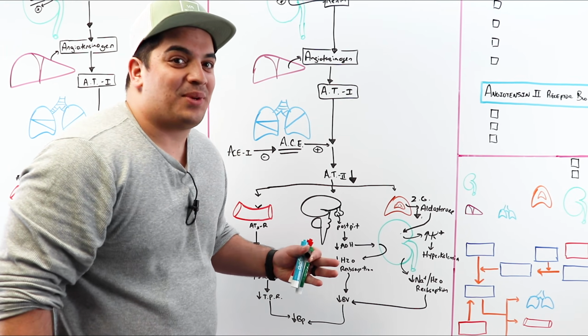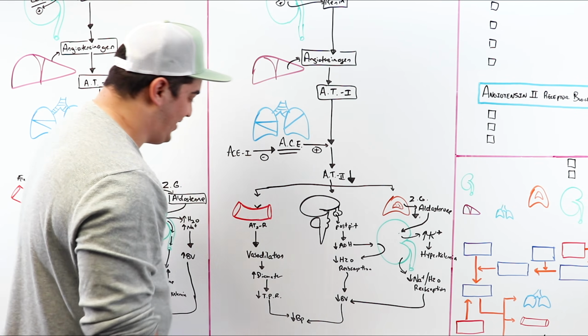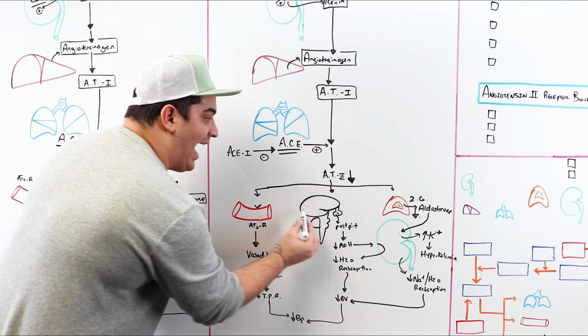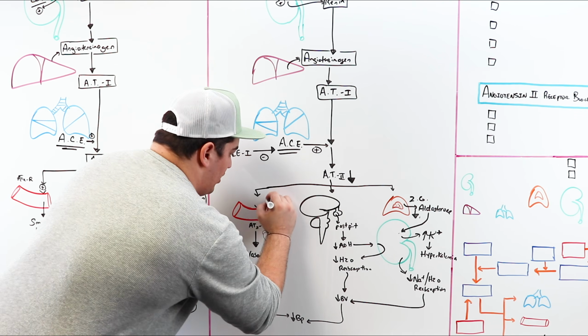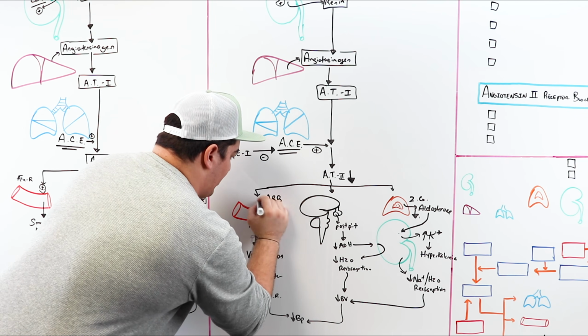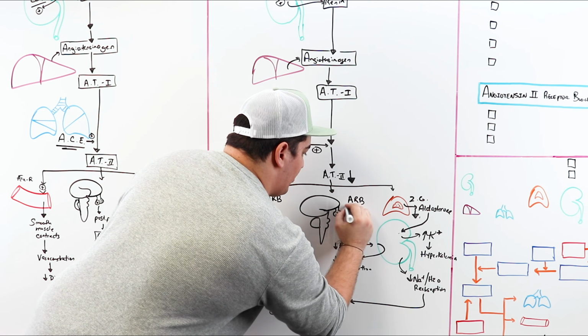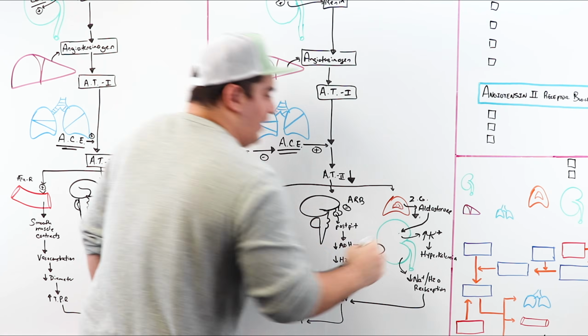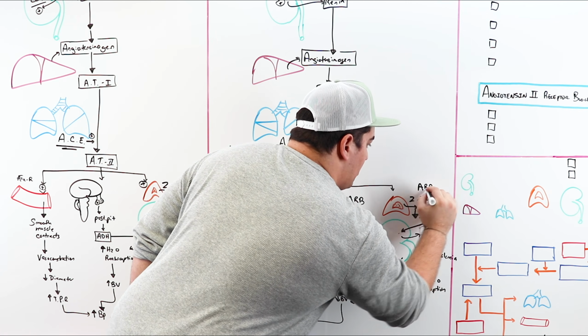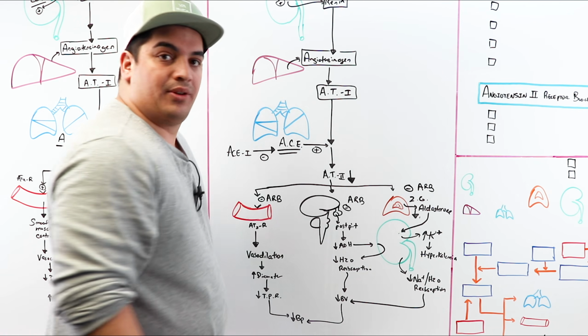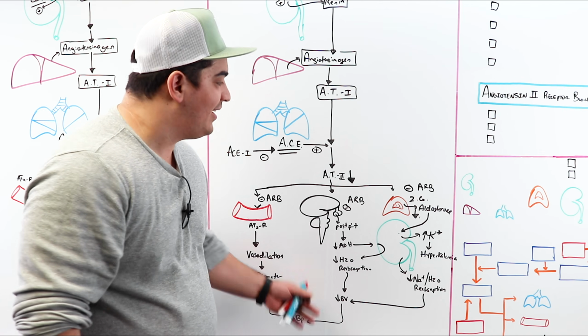What about angiotensin 2 receptor blockers? Where do angiotensin 2 receptor blockers work? At all of these sites. So if I give an ARB, it's going to inhibit this reaction. If I give an ARB, it's going to inhibit ADH production. If I give an ARB, it's going to inhibit aldosterone production. You see how that all works?